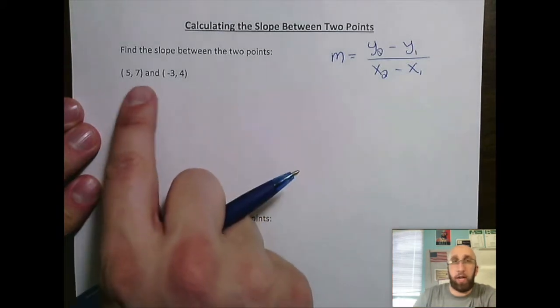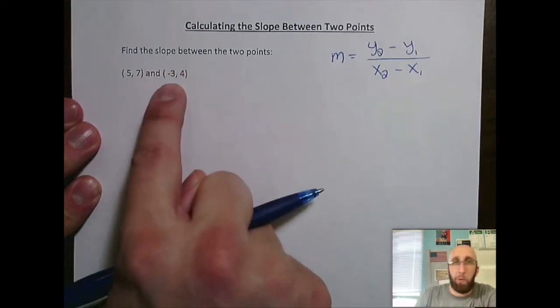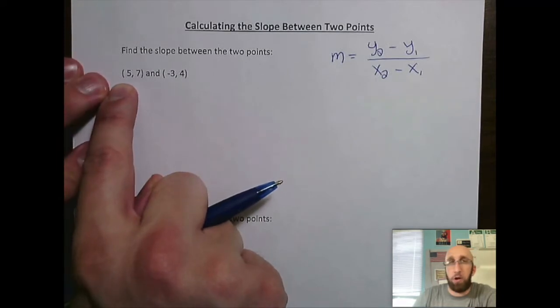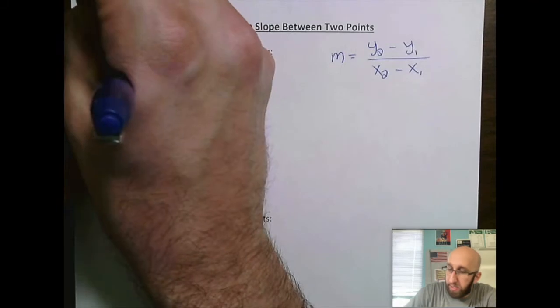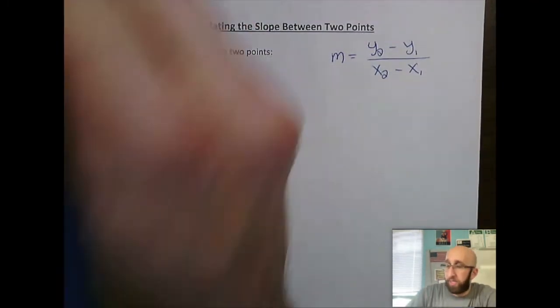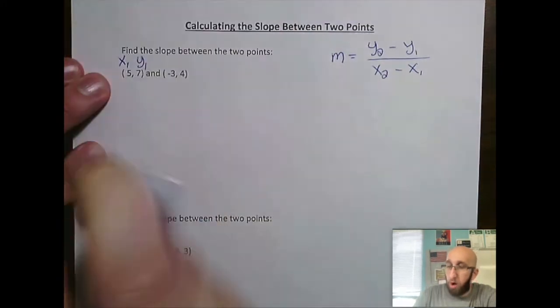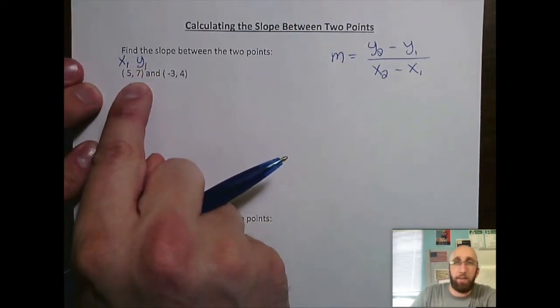So staying organized. This is the first point listed. This is the second point listed. So what I'm going to do is I know the 5 is an x, the 7 is a y. But since this is the first point of my 2 points, I'm going to call this x1, y1. So x1 is 5, y1 is 7.